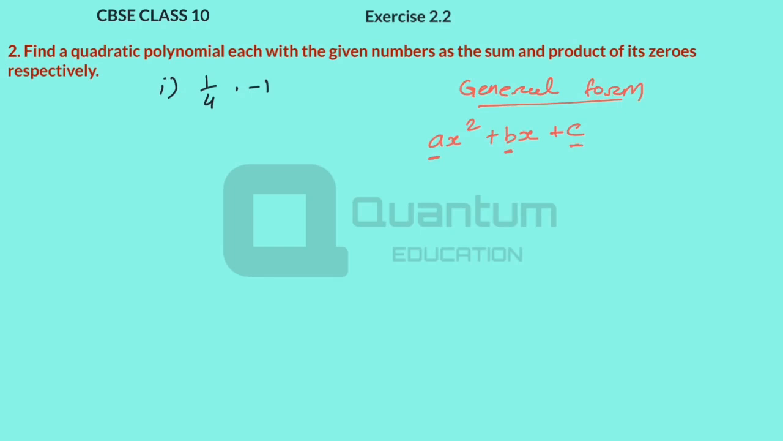So let's find alpha plus beta, the sum of its zeros, that is 1 upon 4, and alpha into beta is minus 1. We know the formula that alpha plus beta is equal to minus b upon a, equals 1 upon 4, and alpha into beta is equal to c upon a, which is minus 1. We can write here minus 1 upon 1. Now, as we can see, the value of a differs in both cases. Here a equals 4, but in this case a equals 1.